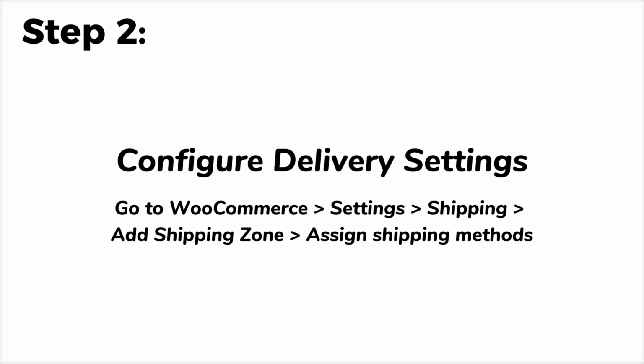Second step is configure delivery settings. Go to WooCommerce, go to Settings, and click on Shipping. Add a shipping zone, for example regions or countries you deliver to. Assign shipping methods to each zone.